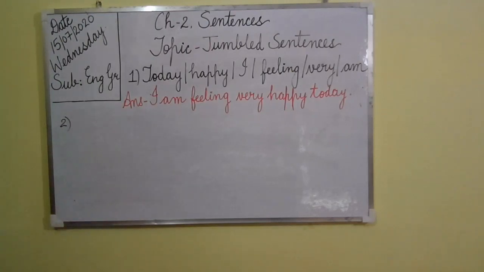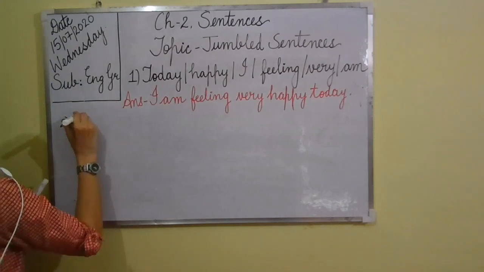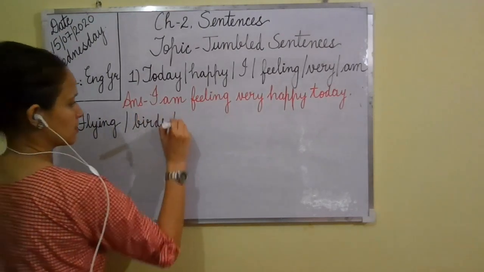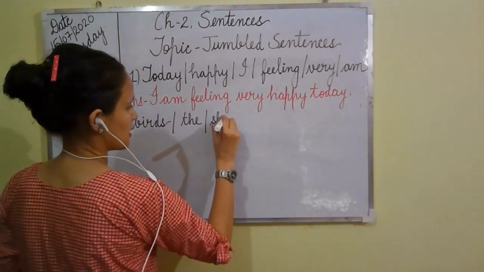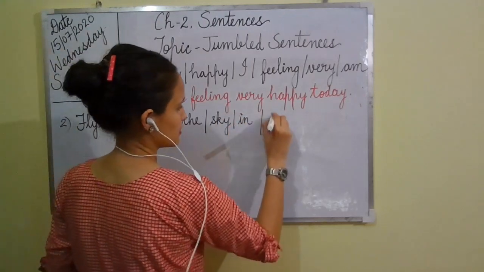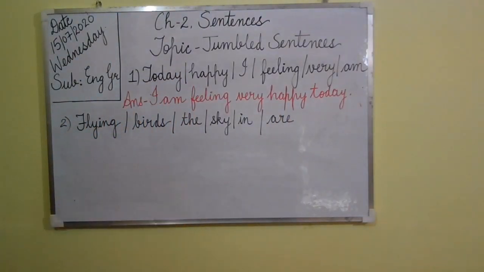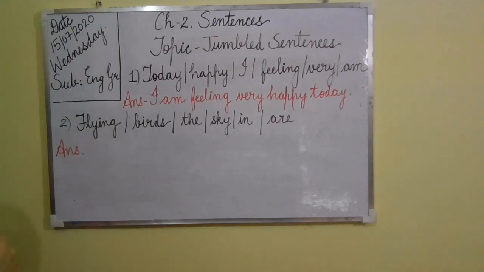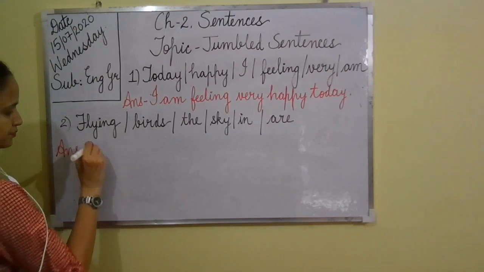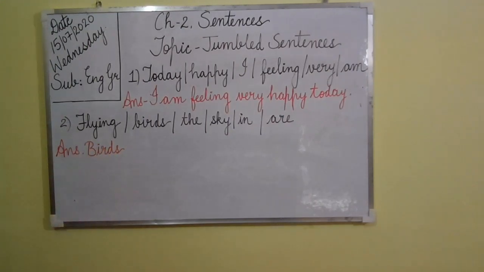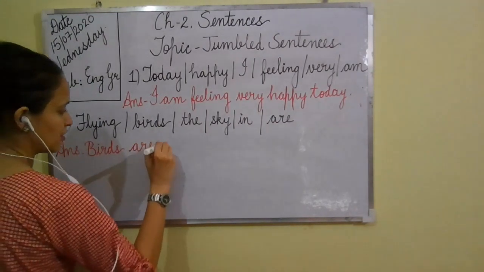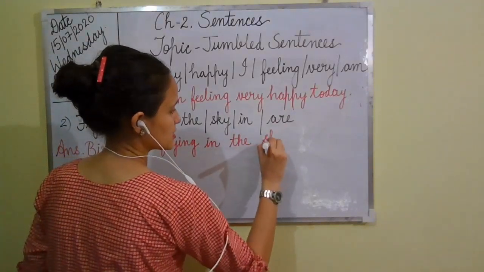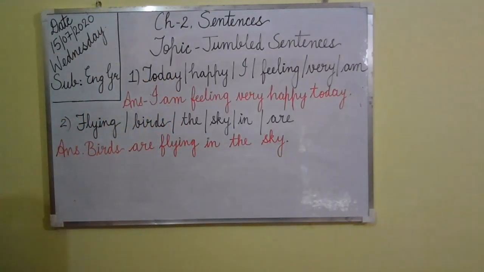The other example, second one is: flying, birds, the, sky, in, are. Okay, so again the jumbled words are here. Now make it a complete sentence. Kya answer hoga iska? Sochiye. The answer will be: birds are flying in the sky. Okay, birds are flying in the sky.